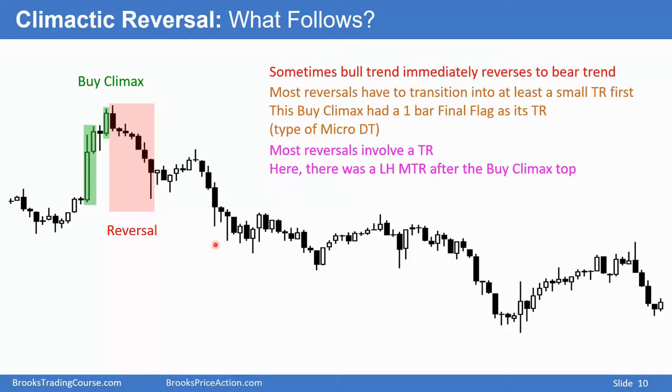Most reversals involve some kind of a trading range. Here we had a bull trend, a bear breakout, and then a pullback retracing at least a third of the sell-off. This is a lower high major trend reversal after a buy climax top. Even though you can call it a V top, it still involved a small trading range. I would call it consecutive buy climaxes or parabolic wedge, 1, 2, 3, and then over here, this is a lower high major trend reversal.